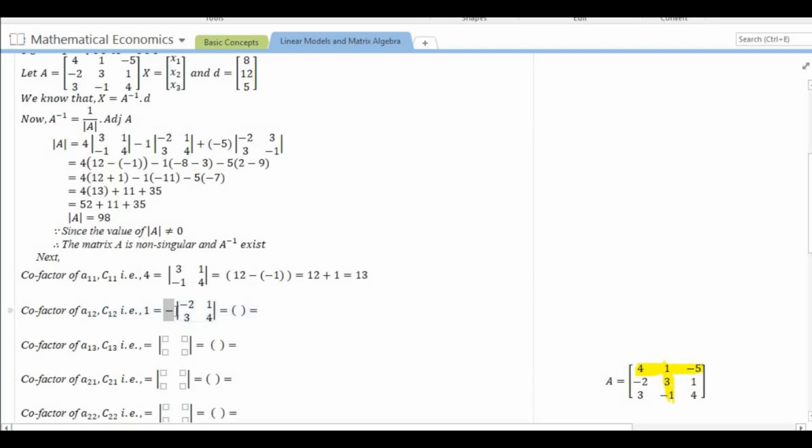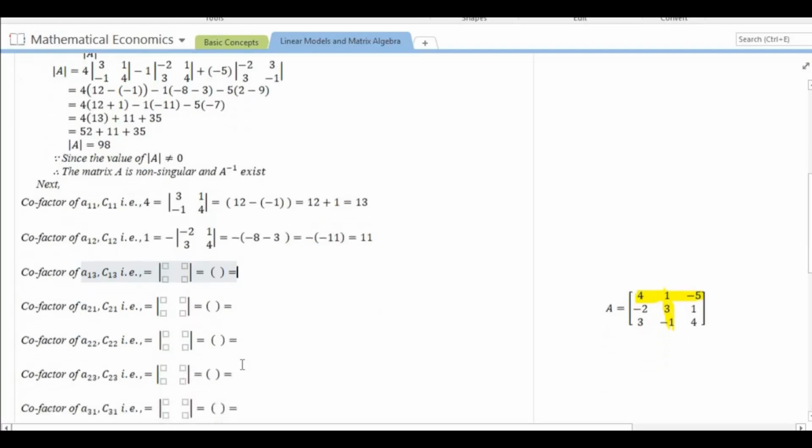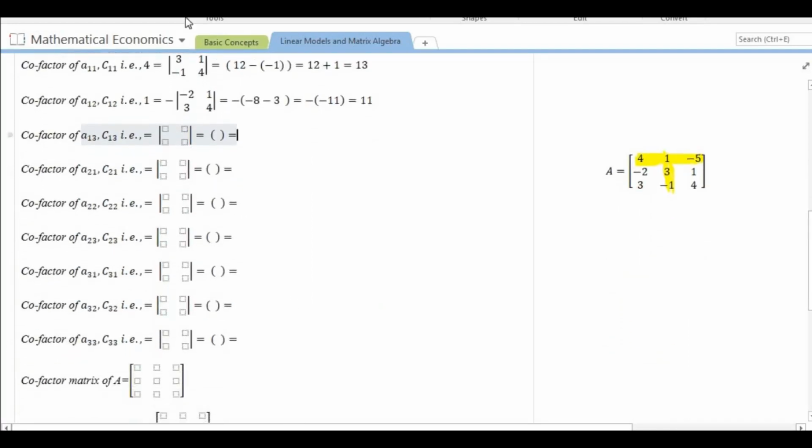We have negative sign outside the second order determinant, so we need to keep it outside the bracket. Minus times plus is minus. 2 times 4, 8. Minus in between. 3 times 1, 3. There's a minus sign outside the bracket. We need to take care of it. Minus 8 minus 3 equal minus 11. Minus times minus equal plus, so we have positive 11. So in this manner, the cofactor of all the elements in this matrix is found.